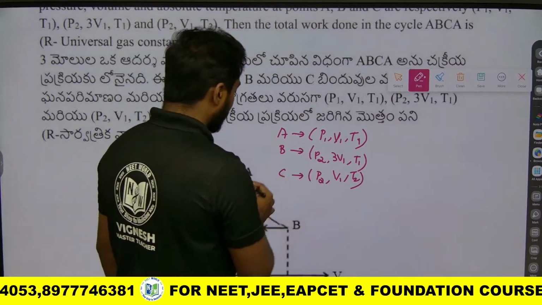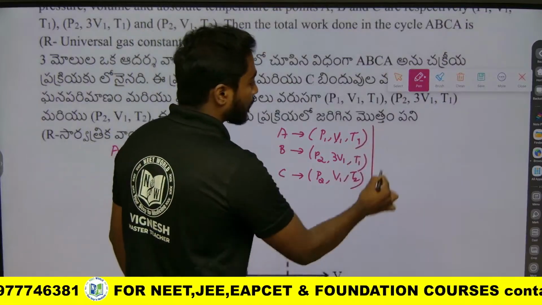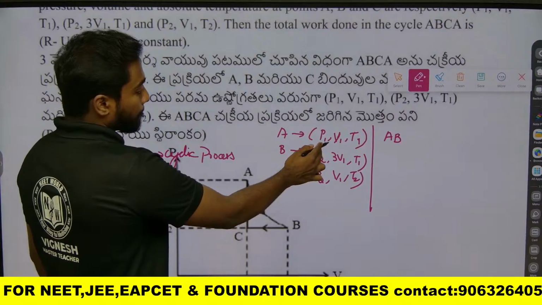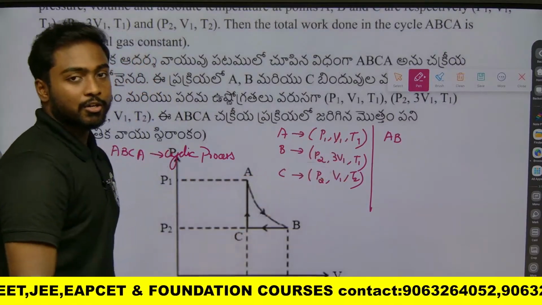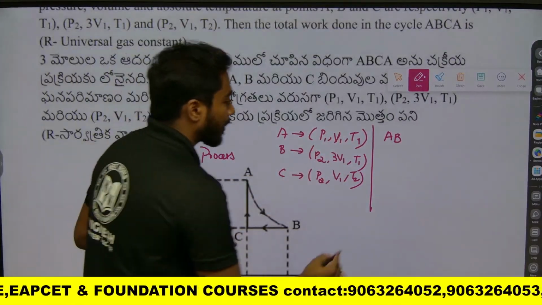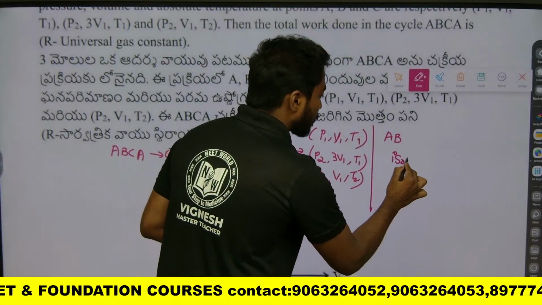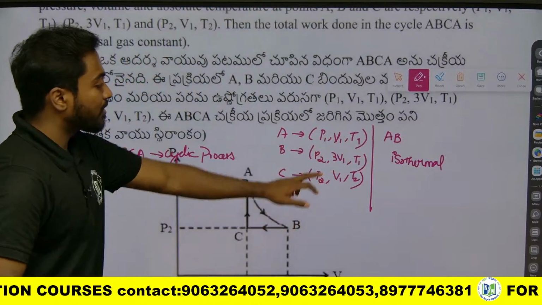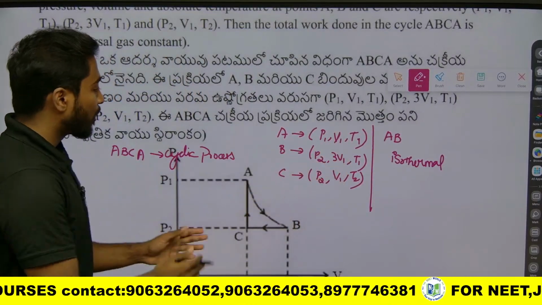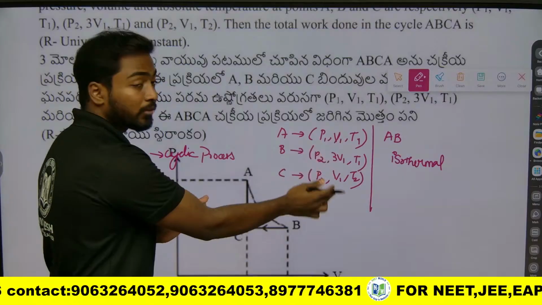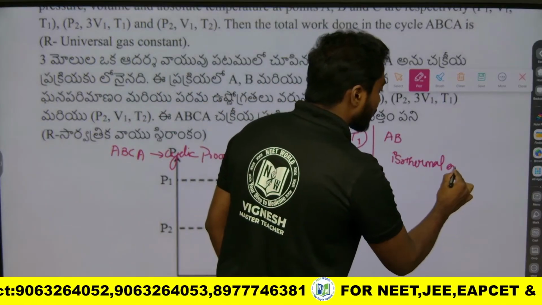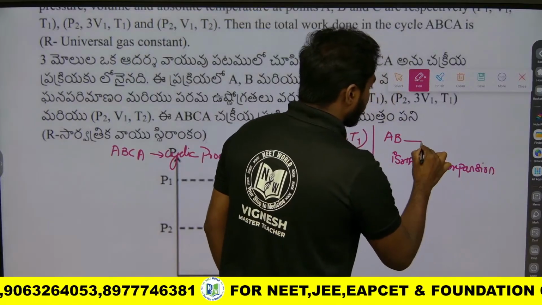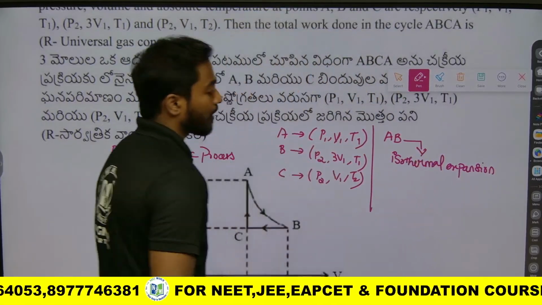So first I will identify the process AB. If I see here, temperature is constant, no? Temperature is constant, so one thing I can say is it is isothermal. And if I see here, volume changes, no? So volume is expanding, V1 to 3V1. So isothermal expansion it is. AB process is isothermal expansion.